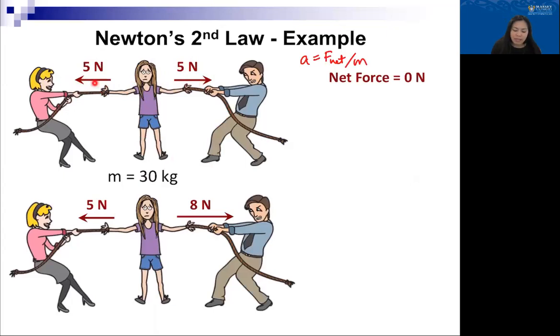We learned last time that if the forces are acting along the horizontal, in the same axis, but in different directions, you subtract them, and so the net force is 0. That will result in 0 acceleration. How about for the second case? What's the acceleration of the girl in the second case?